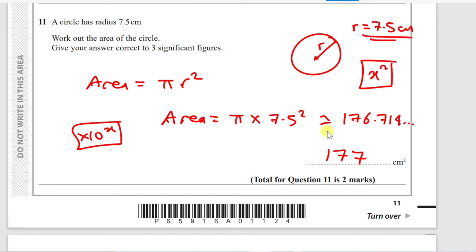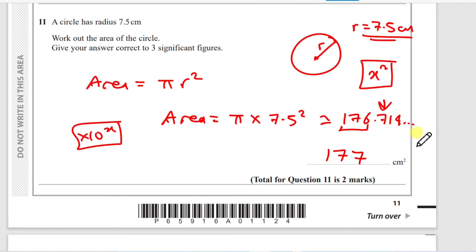In the calculator, it should say 176.714, blah, blah, blah. Round to three significant figures means you underline the first three numbers, if it doesn't start with zero, and then you look at the number after it, seven. Because this is five or more, you round 176 up to 177. If it was less than five, like 1, 2, 3, or 4, or 0, then it stays at 176.